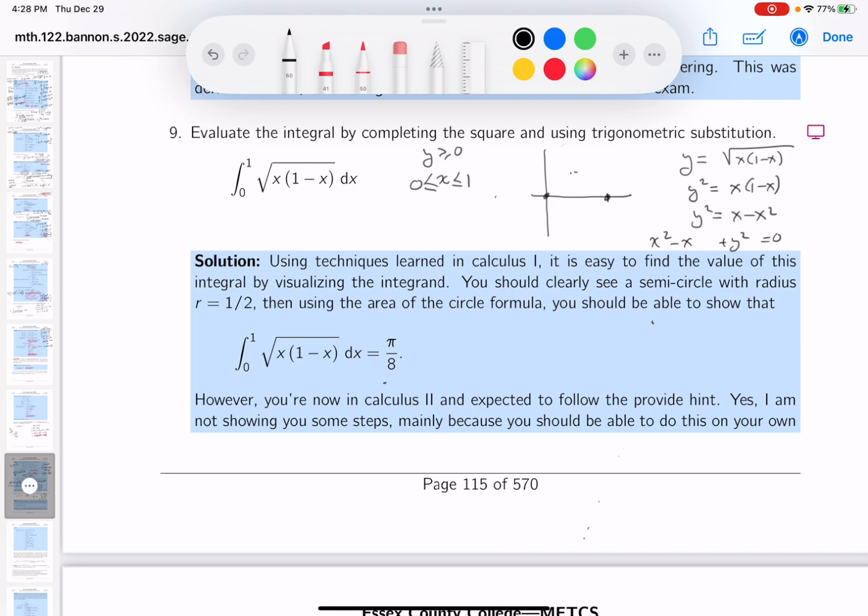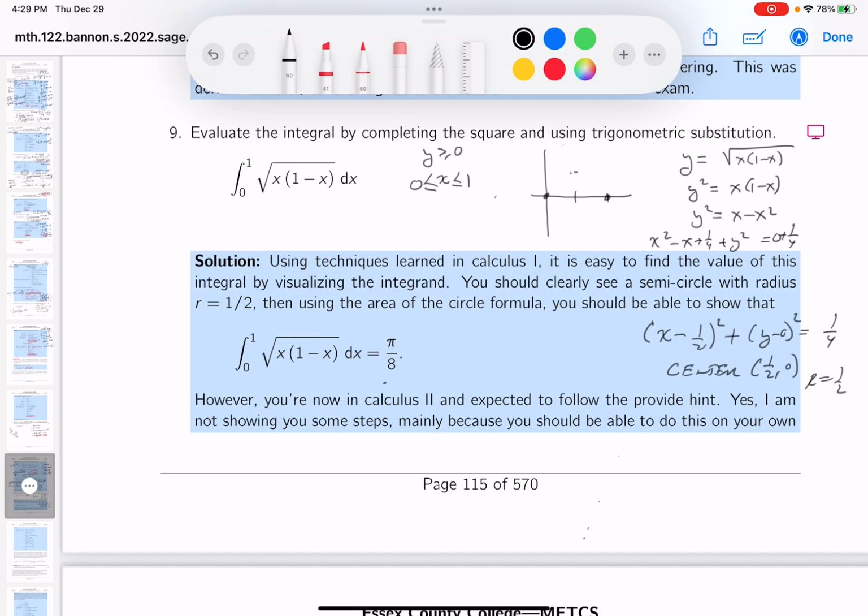I'm going to complete the square. Half of minus 1 is minus a half. Square it, get a quarter. I'm going to add a quarter to both sides. And what do you get? It looks like an equation of a circle. It looks like (x minus 1/2) squared plus (y minus 0) squared equals 1/4, where the center of this would be (1/2, 0), and the radius is just 1/2.